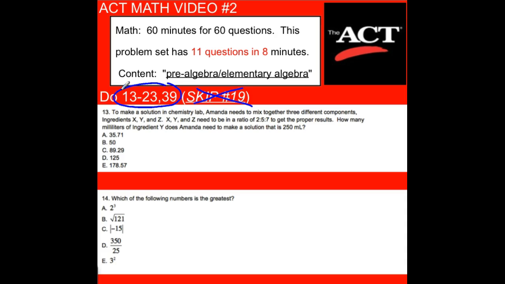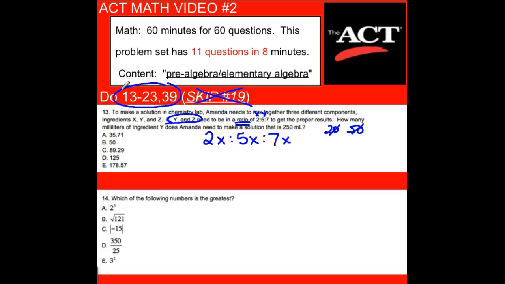Number 13, we are going to be mixing in a chemistry lab, and we've got 3 different components or ingredients, X, Y, and Z, and they need to be in a ratio of 2 to 5 to 7. What that means is there's some common multiple that when you reduce it, puts it in a ratio of 2 to 5 and 5 to 7. So I'm going to throw that common multiple in there. I don't know that they're actually 2 of X and 5 of Y. There could actually be 20 of X and 50 of Y with a common multiple of 10, but I know it reduces to 2 to 5.